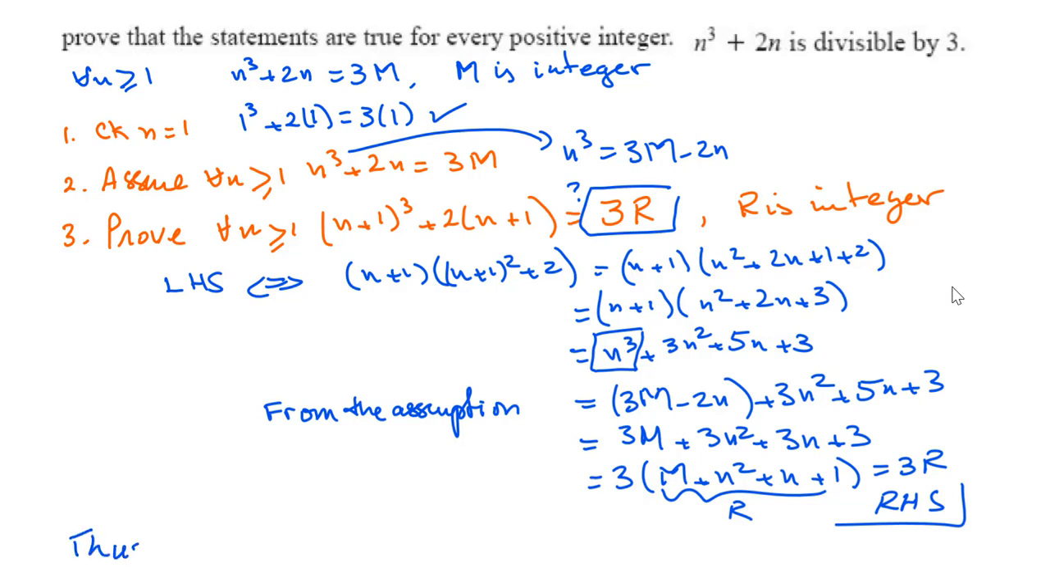And therefore, for all n greater or equal to 1, n to the third plus 2n is divisible by 3. I hope this is helpful.